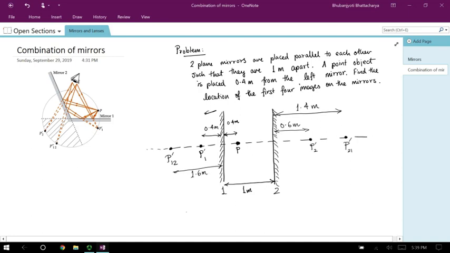Now because P12 prime and P21 prime are both in front of the opposite mirror, for instance P12 prime is in front of mirror 2 while P21 prime is in front of mirror 1, they will again form further images further away, and this process is going to keep going ad infinitum. But we were asked to only find the first 4 images, and that's what we have done. So this is the first image, second image, and you can call this one the third image and the fourth image. So those are our 4 images for this problem.